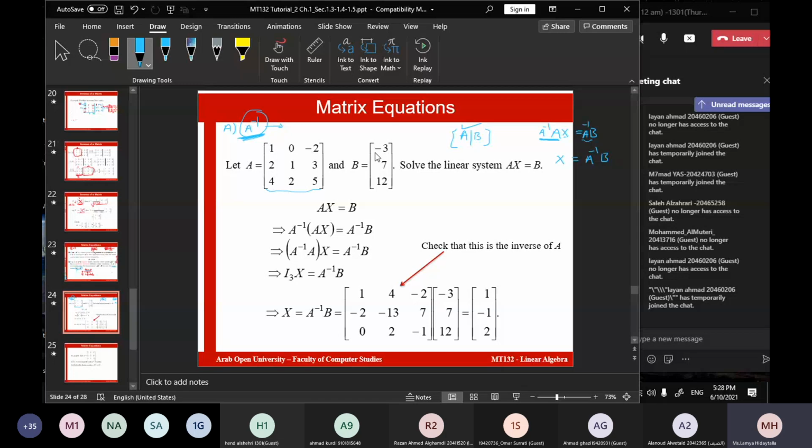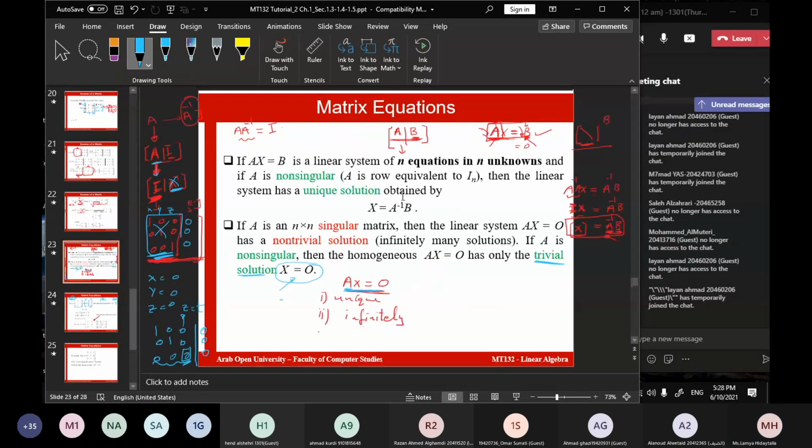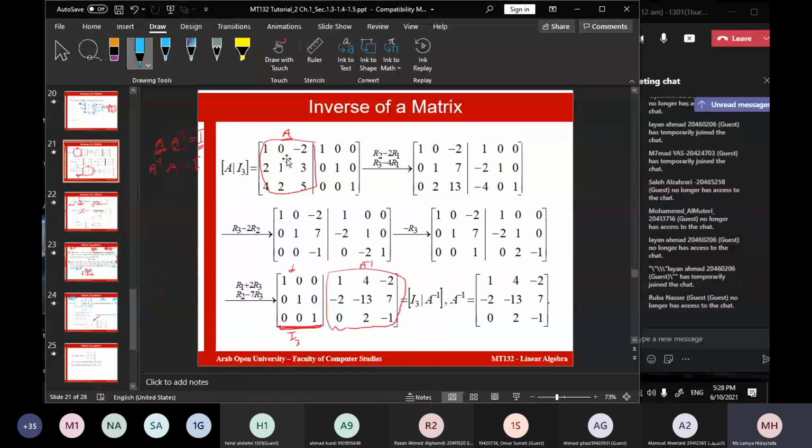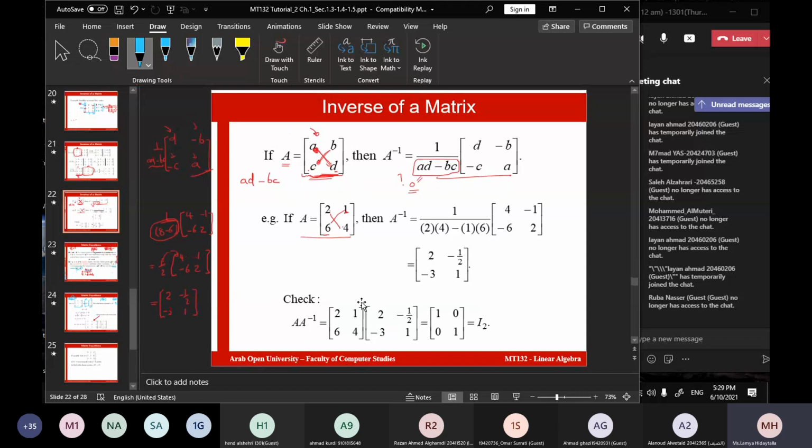What remains to do? Just from part A, you got this one. Put it here and multiply it by the B. Here, the A inverse. It's just a matter of multiplication after that. Actually, this is the one whose inverse we got. Where is the inverse? It is this one. Okay, what now remains? Take this one and multiply it times the B.